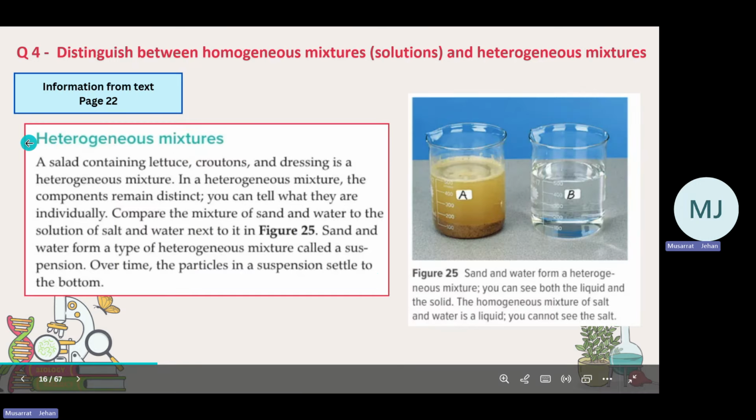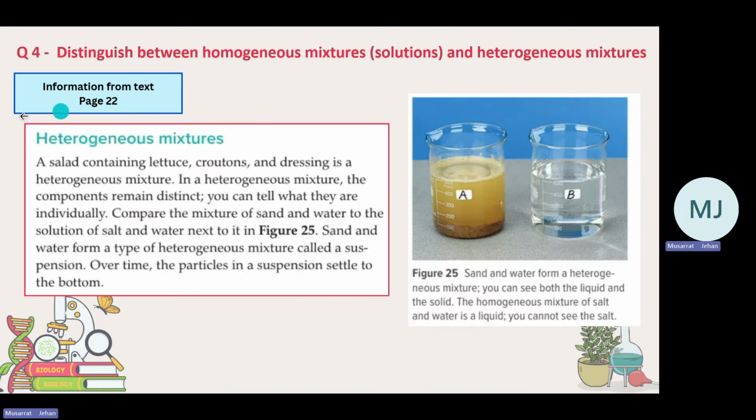Then we come to the second type of mixtures. These are heterogeneous mixtures, in which the components are not uniformly distributed. They are distinct. You can see them. Like here, you can see the sand and the water. You can make out where is sand, where is water. This is a solution in which there is sugar, salt, and water. We cannot make out where is salt, where is water. So this is homogeneous and this is heterogeneous.